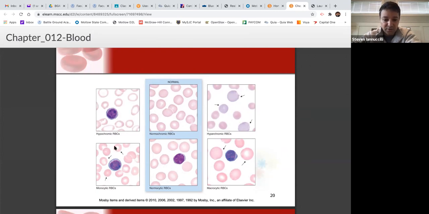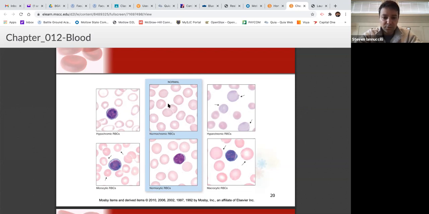And if you take a look here, these are microcytes, which are slightly smaller than our normocyte, but they are definitely smaller. Here, these are all red blood cells that are a little bit smaller than normal. And on this side, we have our macrocytes, which are slightly bigger than our normocytes. Here's one. These are slightly bigger.